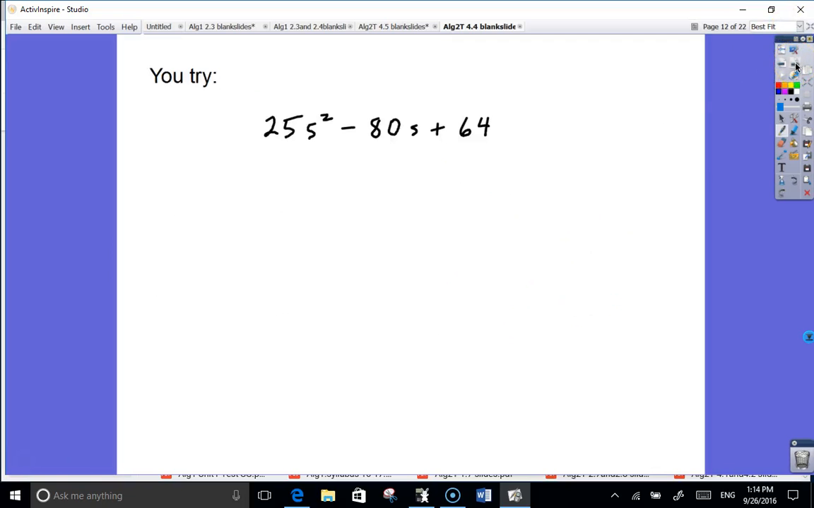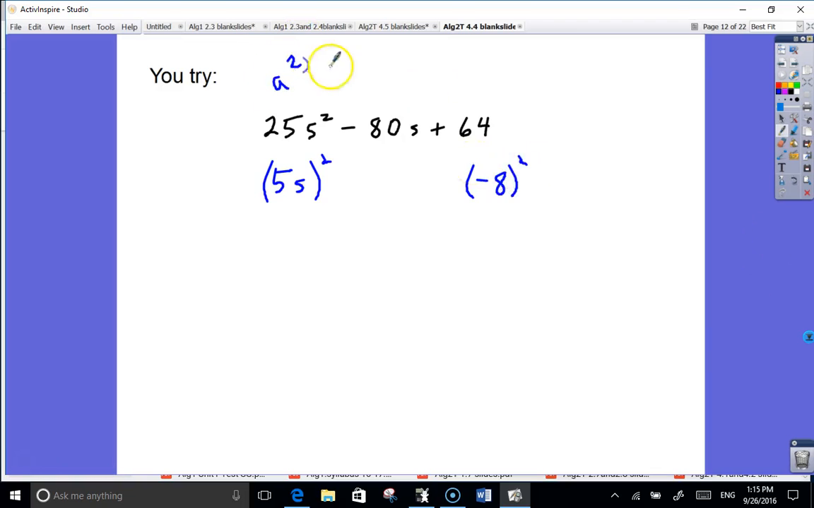So try to do that one. So is the first term a perfect square? What would it be? That's like 5s in parentheses squared. How about the last term? Yeah, it's either got to be 8 or a negative 8, and since the middle term is negative, we're presuming it's like this, right? And then according to the formula, right, the formula was this.